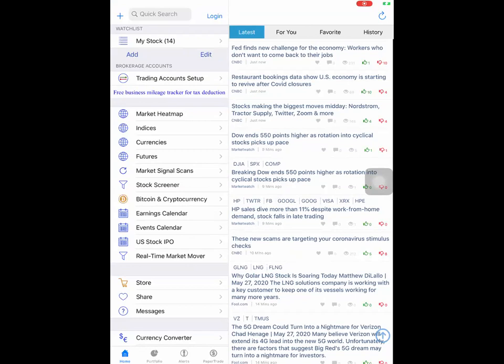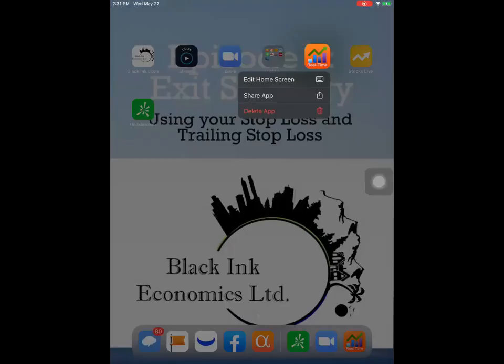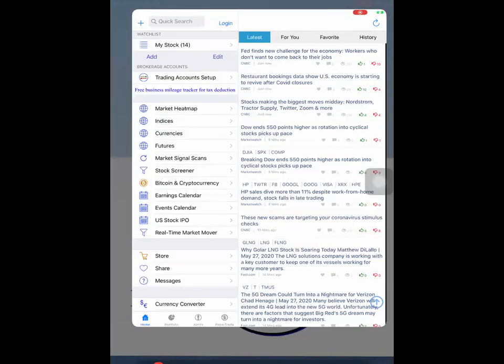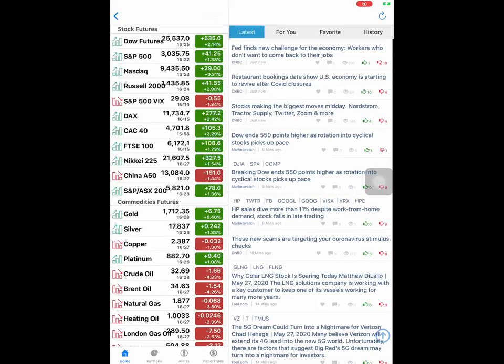So I want to start by saying I use this app here, Stocks Tracker, right there. I use the free version of it to check futures at least twice a day, probably. I check them in the morning when I wake up just to see where they're at. And I check them at night before I go to sleep to see where we're headed.